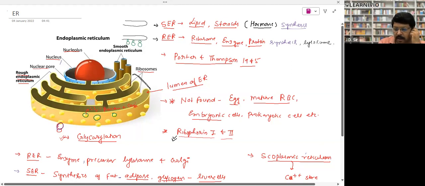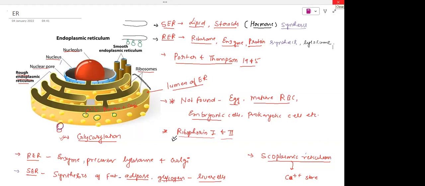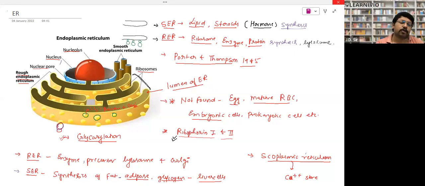Clear? Yes, sir. Put the heading Golgi. In the next class, I will start from the Golgi body.